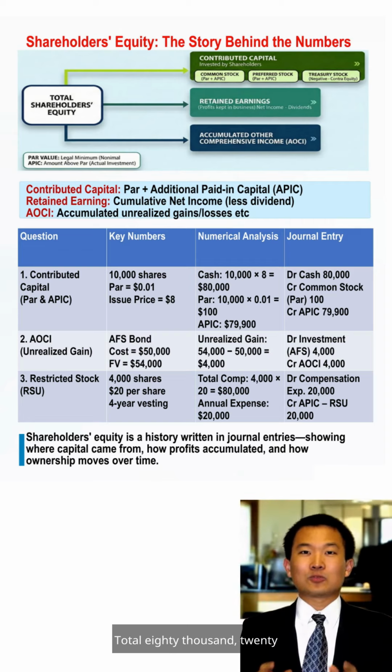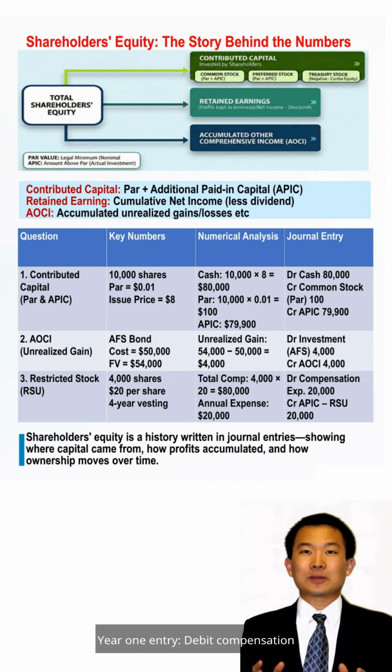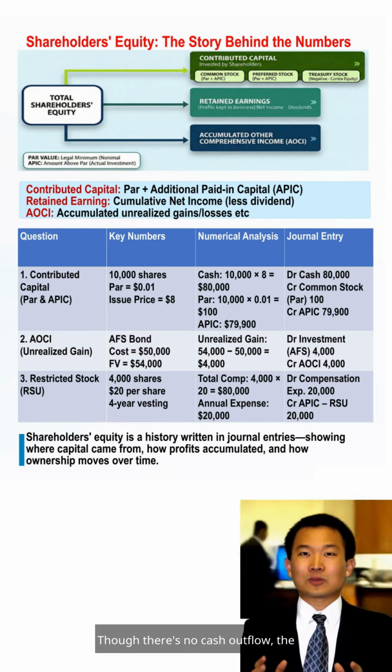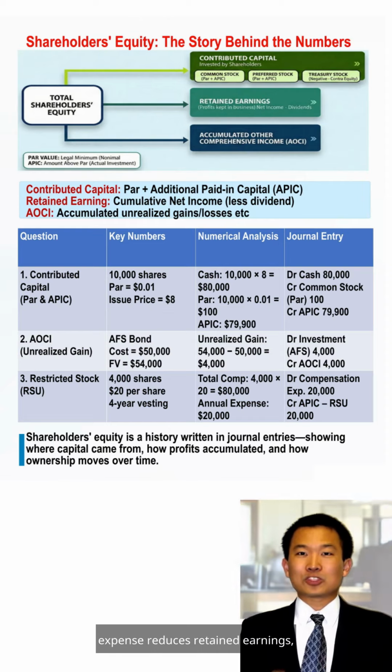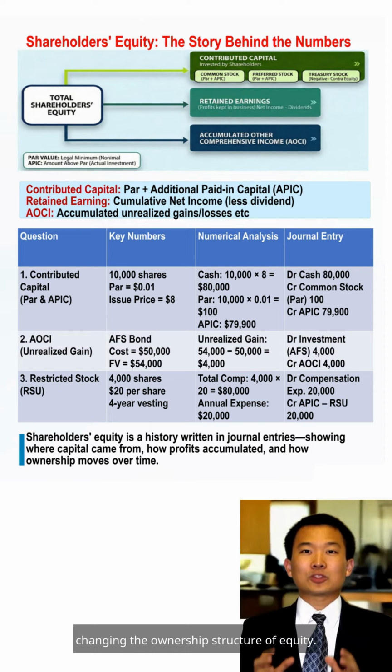Total 80,000, 20,000 per year. Year 1 entry: debit compensation expense 20,000, credit APIC restricted stock 20,000. Though there's no cash outflow, the expense reduces retained earnings, changing the ownership structure of equity.